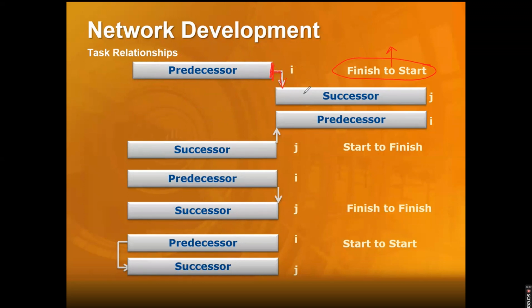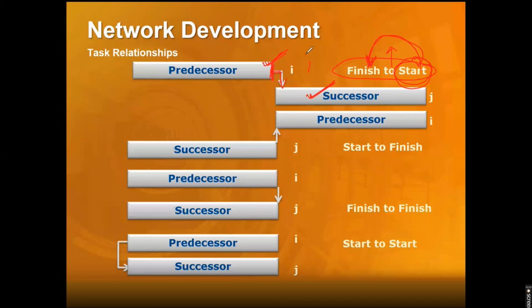So basically, how do I read this one? The start of the successor is dependent upon the finish of the predecessor. If there is a delay in the finish of the predecessor, there will be a delay in the start of the successor. That's how I read a finish to start relationship. The start of a successor is dependent on the finish of a predecessor. If there's a delay in the finish of the predecessor, the start of the successor will get delayed. That's called a finish to start relationship.